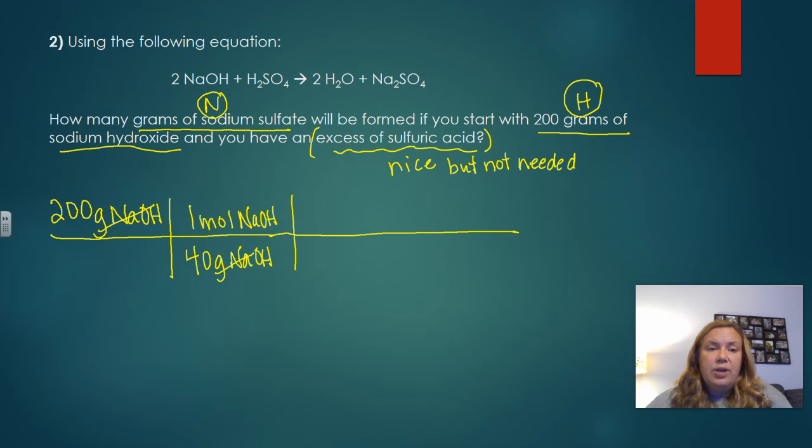Now I'm in moles of sodium hydroxide, and I want to get my needed sodium sulfate. So I look at my equation, and I have 2 moles of sodium hydroxide. This is my mole ratio right here.